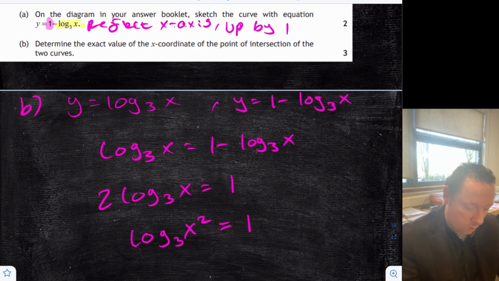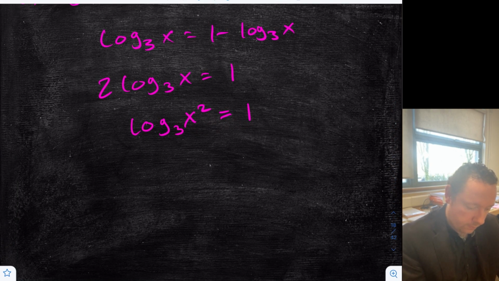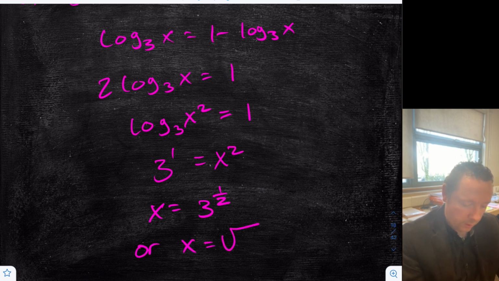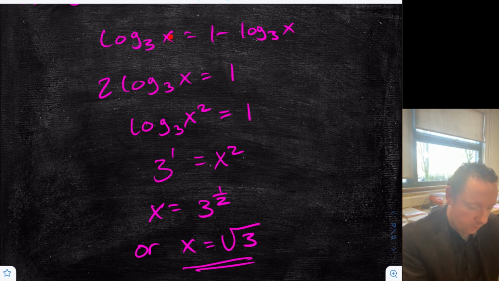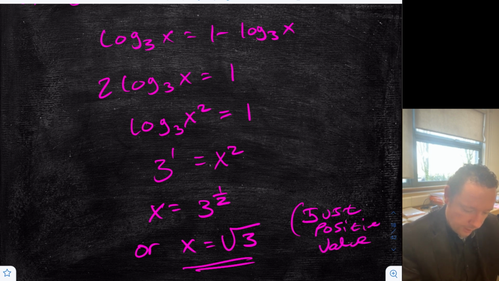Now I've got it in the form log of something equals a number, so 3 to the power of 1 equals x squared, and therefore I can find x. x equals 3 to the power of a half, or x equals the square root of 3. And we're done there. Notice it'll only be the positive part instead of the negative part, because if x was negative, then you would have log of a negative number, which doesn't exist, so it's just positive. I can take a note of that. Just positive value, as x has to be greater than 0.